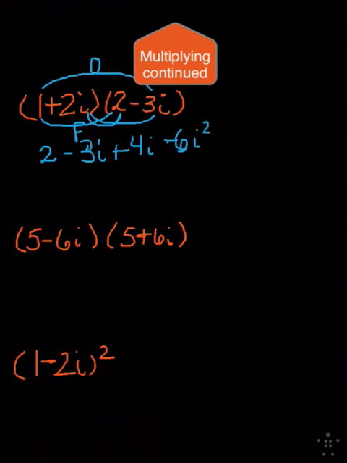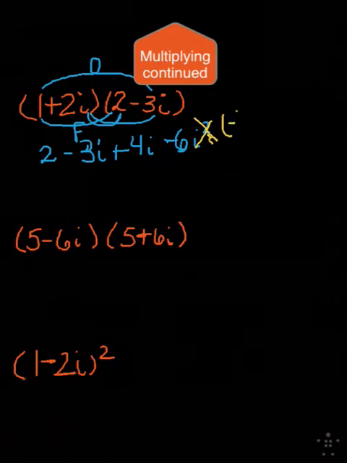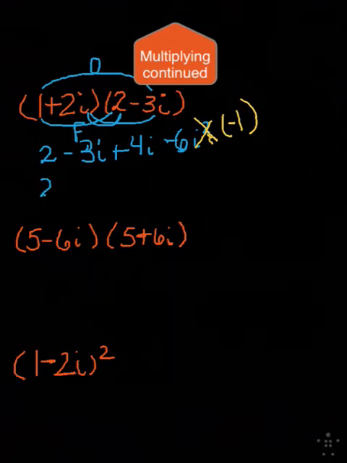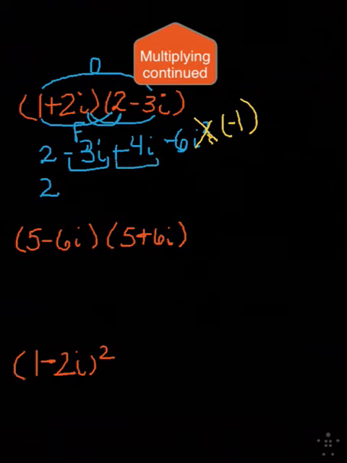Now we're just simplifying from here. Remember, i squared becomes negative 1, so you're multiplying by negative 1 here with the negative 6. So that's really 2. You have negative 3i plus 4i, which is 1i, or just i, it's your choice. Negative 6 times negative 1 is positive 6.